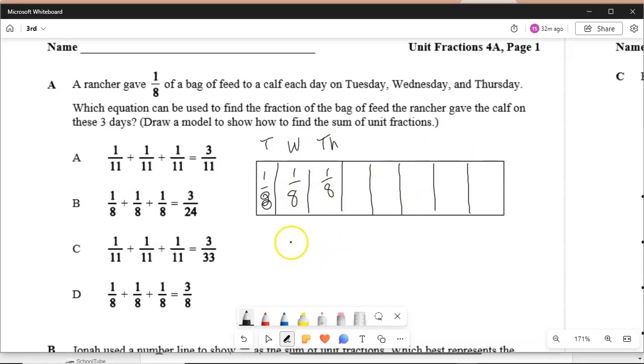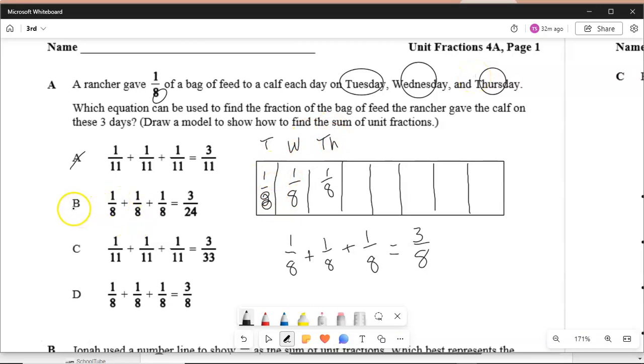So how I would solve that problem would be 1/8 plus 1/8 plus 1/8, and that would equal 3/8. When I look at my answer choices, I have 3/11ths, and that doesn't work out because if they took the 8 and then added 3 days to it, they might have got 11. But that's not what it is. He gave 1/8 the bag of food.